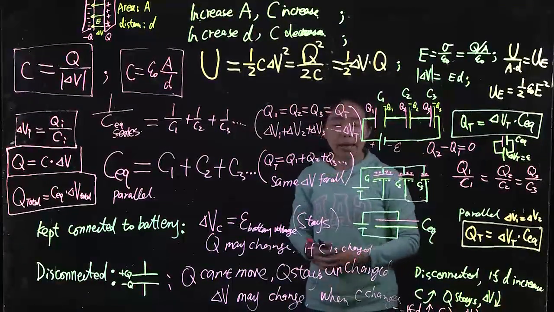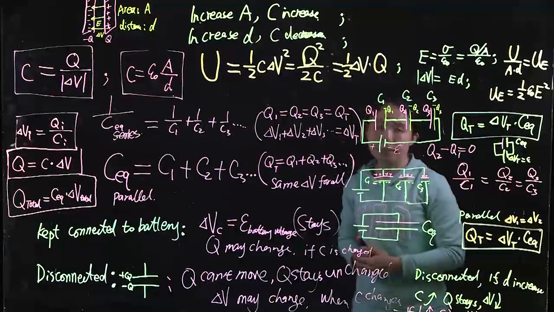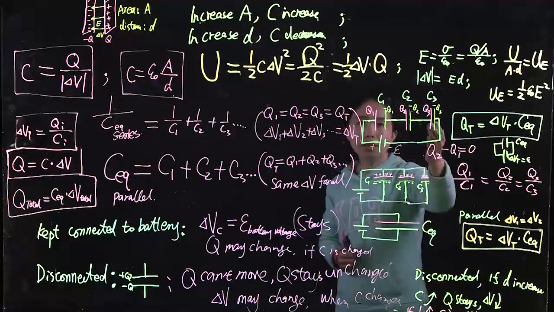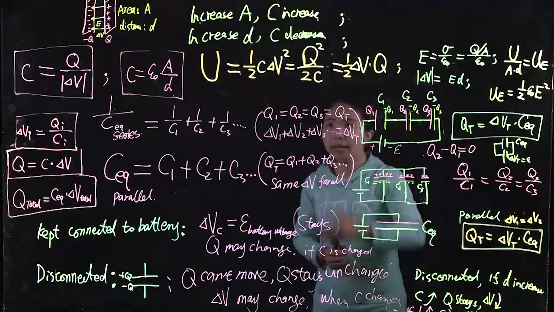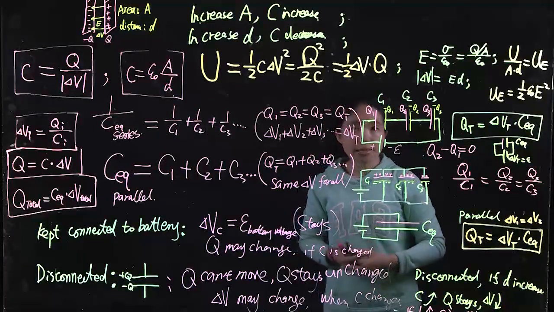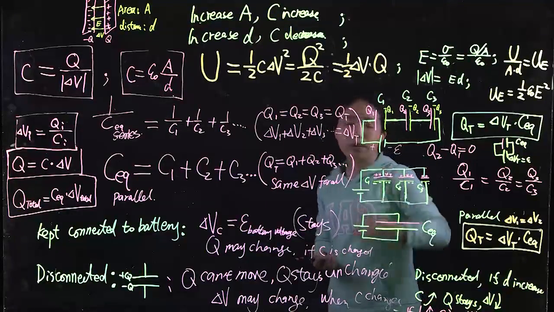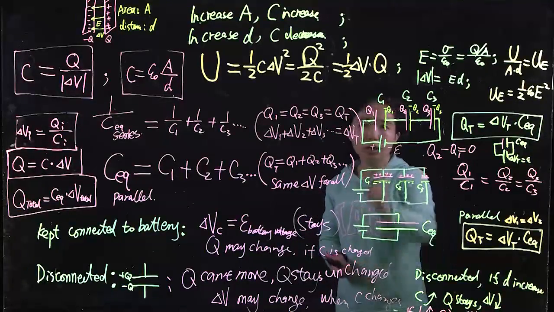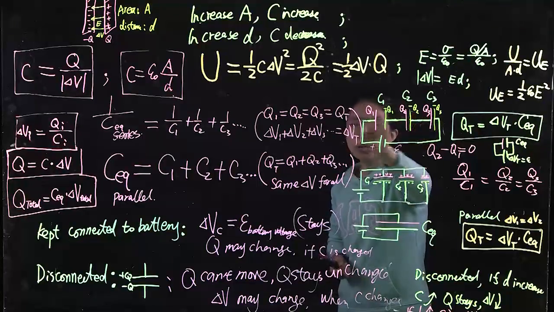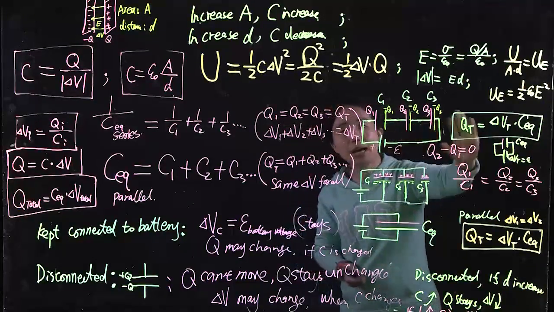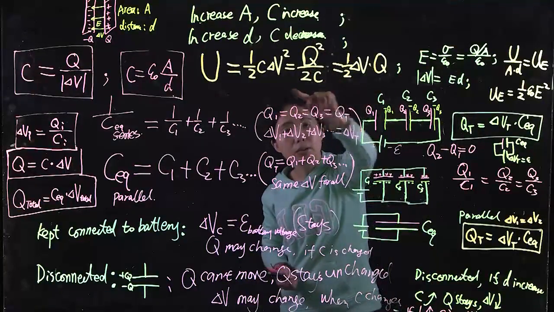Okay? On the other hand, if they are in series, which one is going to have more energy stored? In this case, delta V1, delta V2, delta V3, I don't know which one is higher. However, I know Q1, Q2, Q3 are the same. If Q are all the same, we consider this equation.